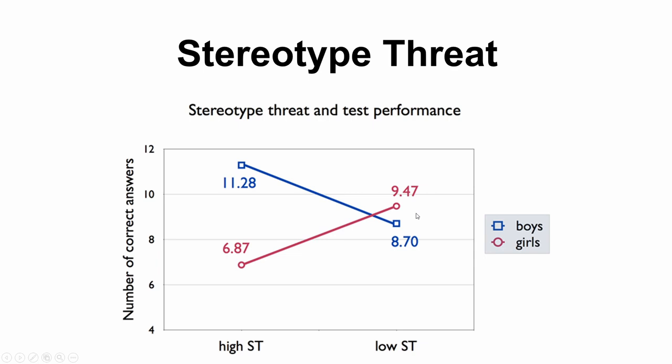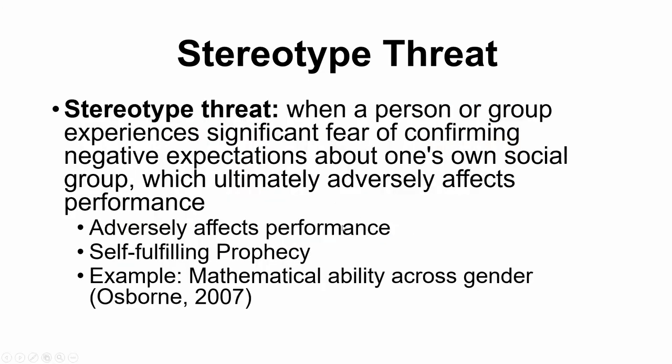What we end up seeing is that when there isn't any kind of reference made to how they should perform, when we don't set up that stereotype and we don't induce that anxiety about performing poorly, boys and girls perform almost the same on that test. However, when that stereotype threat is established, the performance of the girls in this experiment dropped significantly. So we see that they perform a lot more poorly because of this idea of stereotype threat. This adversely affects their performance.